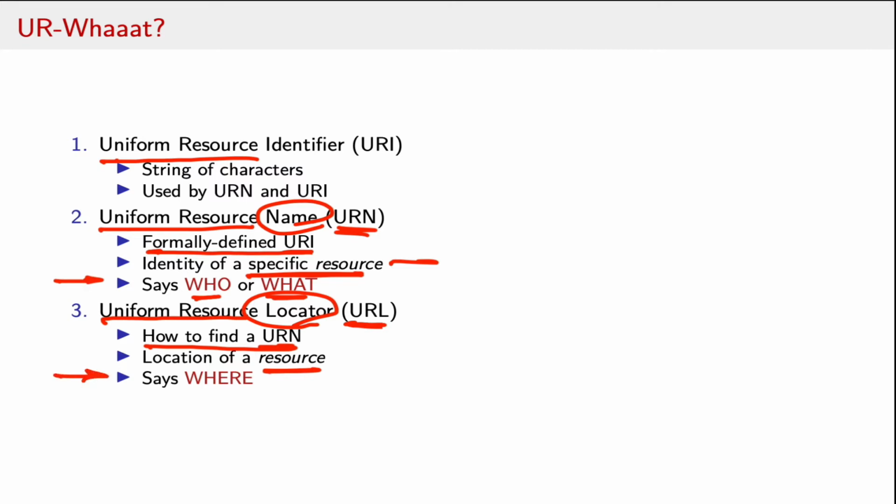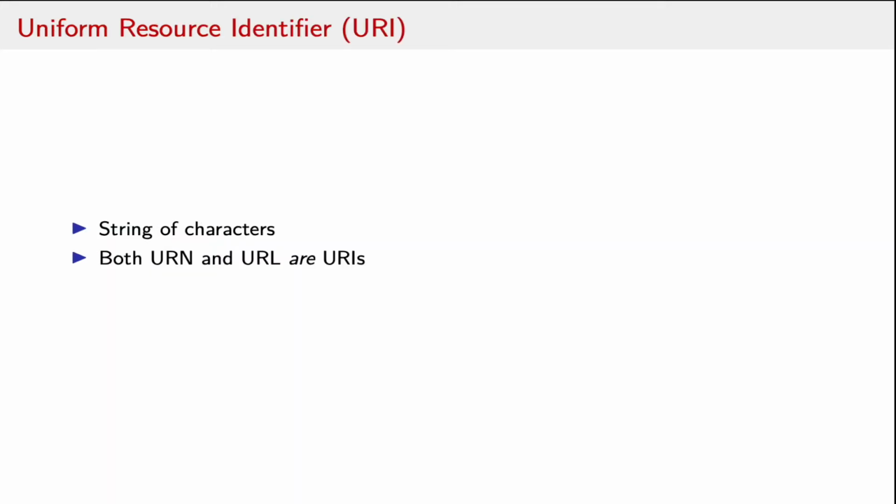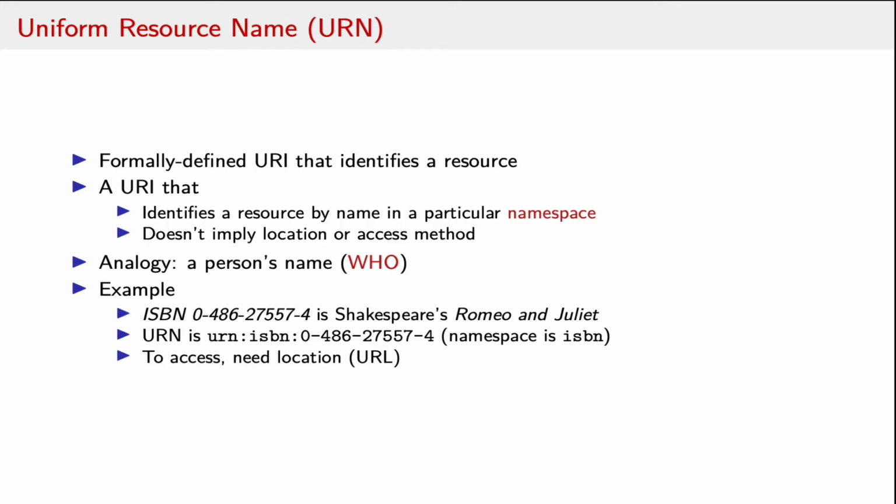Let's drill down into these in a little bit more detail. So again, a uniform resource identifier is basically just a string of characters chosen from a particular character set, and both the URN, the uniform resource name, and the uniform resource locator are URIs. They're composed of those characters. Uniform resource name, again, is a way to formally identify a particular resource. So it's a formally defined URI. We're going to give it some more structure than just it's one of these characters, and it's going to be used to identify a resource.